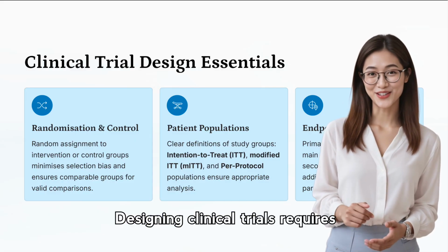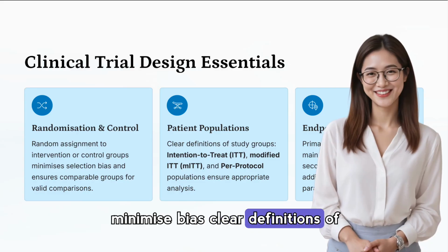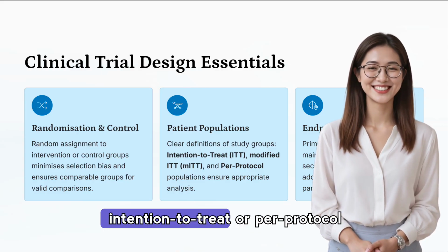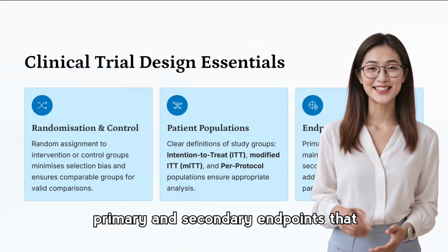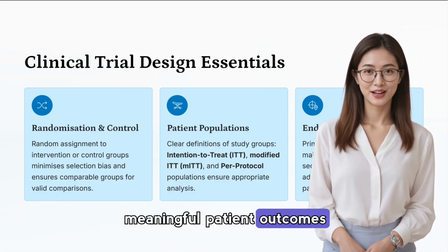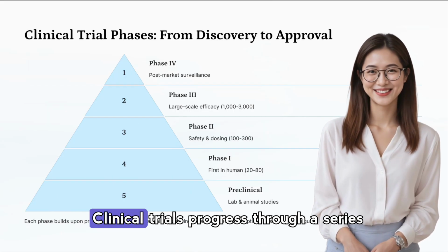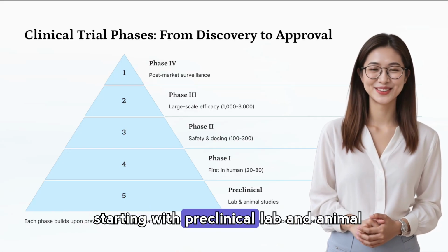Designing clinical trials requires rigorous control and randomization to minimize bias, clear definitions of patient populations such as intention to treat or per-protocol groups, and thoughtfully chosen primary and secondary endpoints that measure efficacy, safety, and meaningful patient outcomes throughout the study.